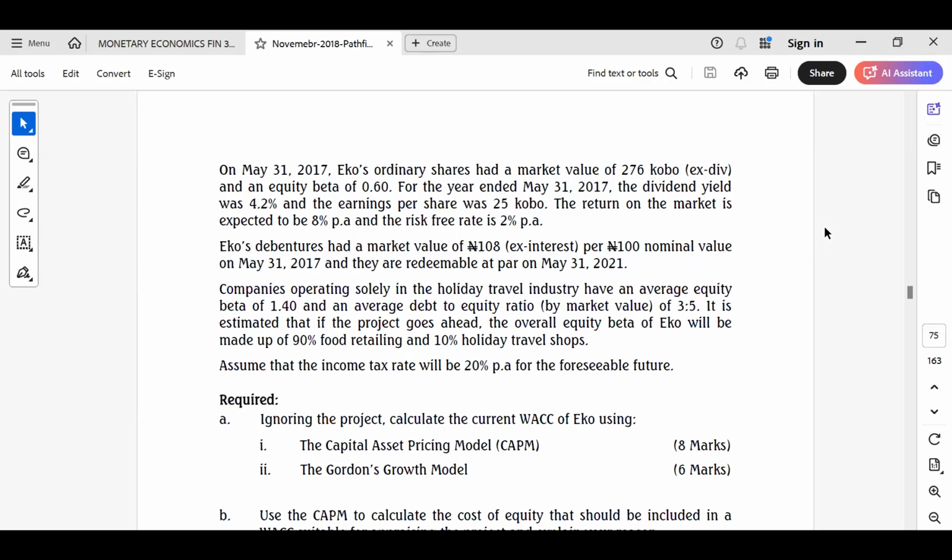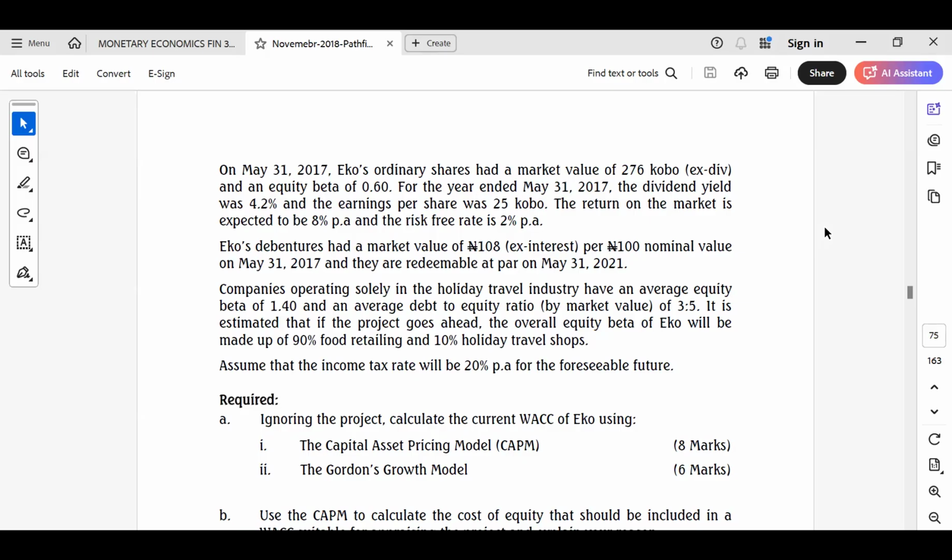25 kobo. The return on the market is expected to be 8% PA and the risk-free rate is 2% PA. Echo debenture held had a market value of 108 excluding interest per 100 nominal value on May 31st, 2017, and they are redeemable at par on May 31st, 2021.